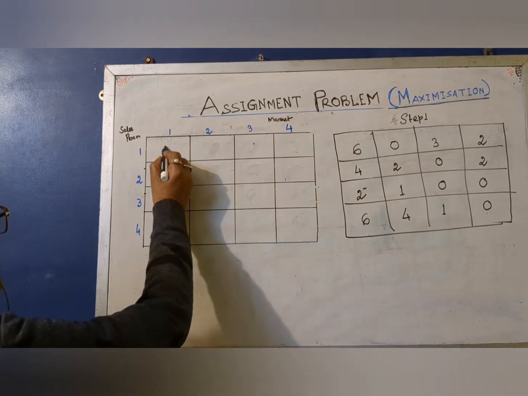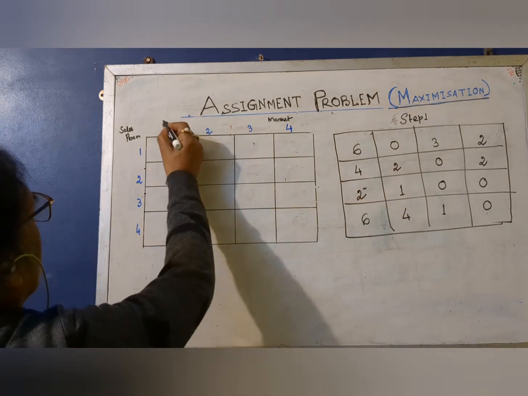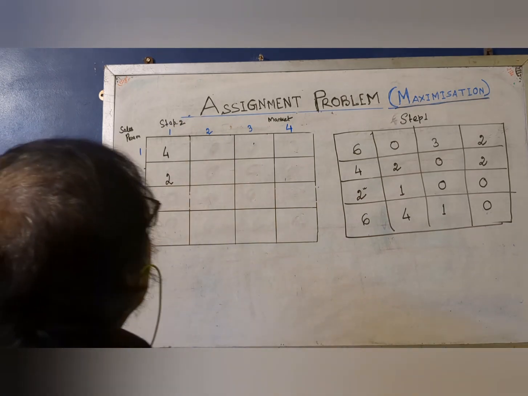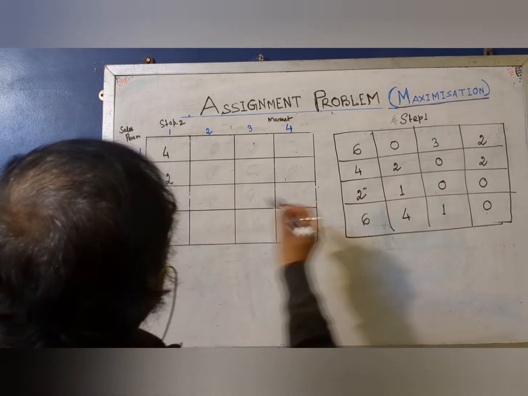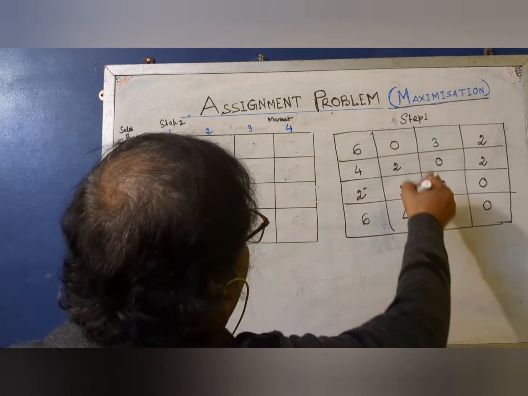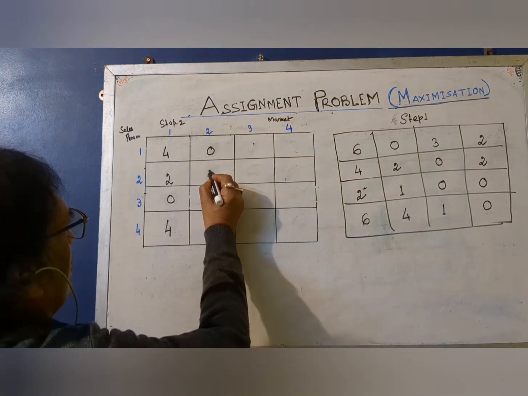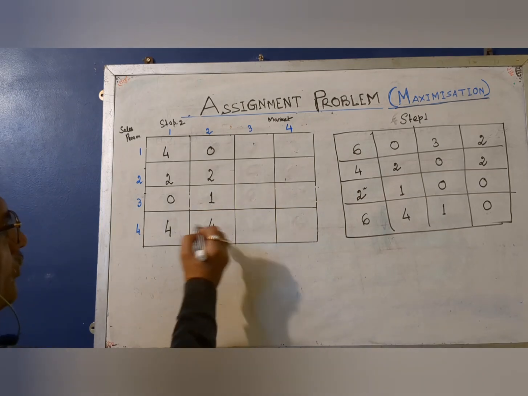6 minus 2 is 4. 4 minus 2 is 2. This is step 2, after converting to the minimization matrix. 2 minus 2 is 0. 6 minus 2 is 4. The lowest element for this column is 0. That's why it will not change. 0, 2, 1, and 4.